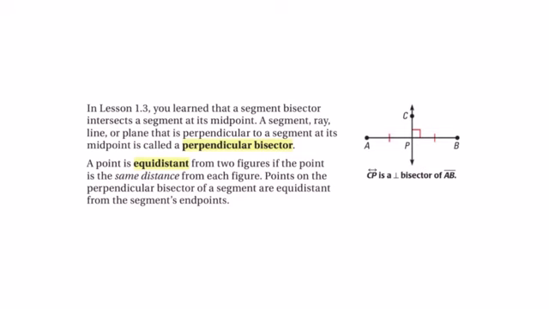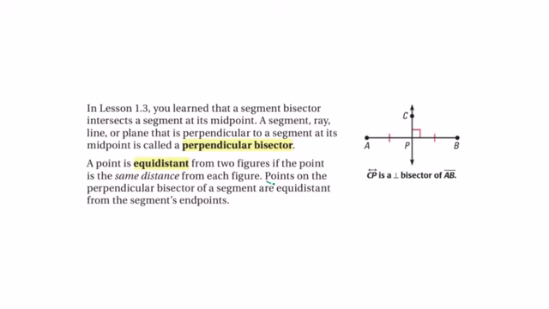It could be a segment, a ray, a line, or a plane that is perpendicular to a segment at its midpoint, and that's going to be called the perpendicular bisector. And a point is equidistant from two figures if it is the same distance from each figure. So points on the perpendicular bisector are equidistant from the segment's endpoints.